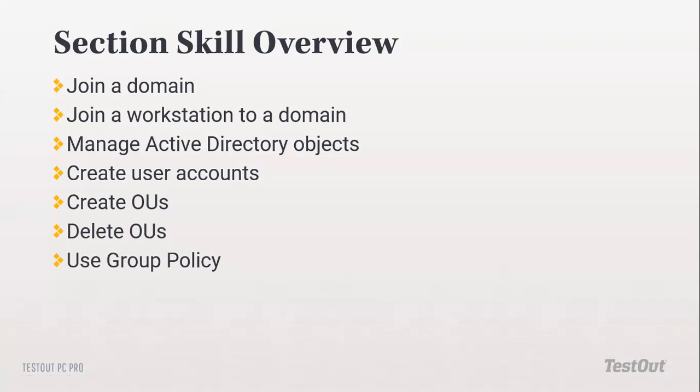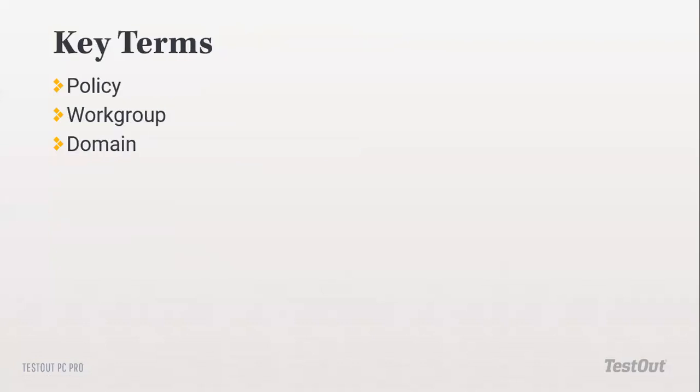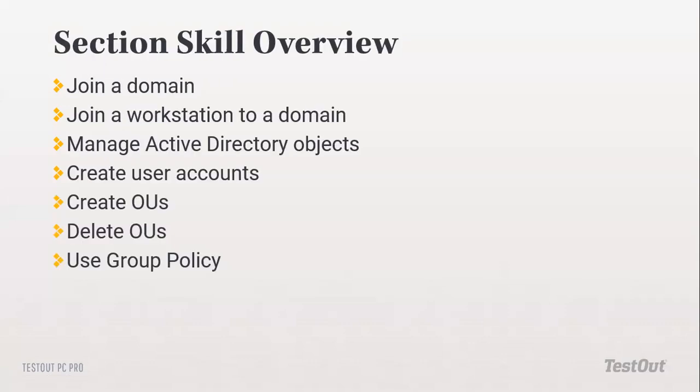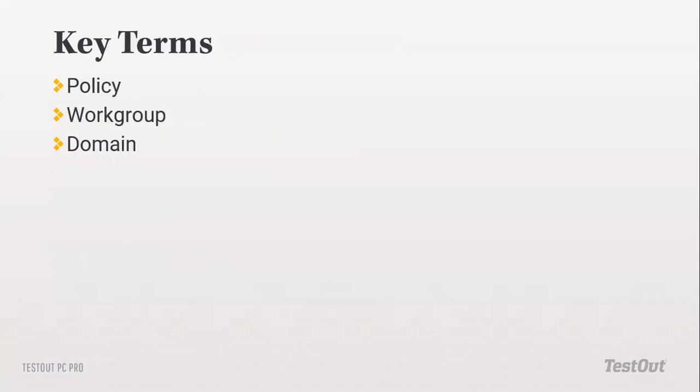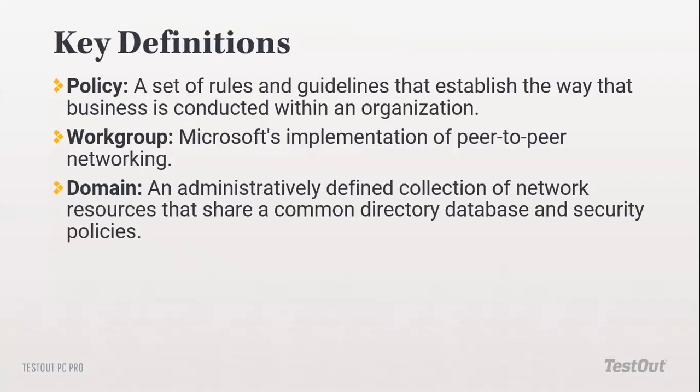How you join a workstation to a domain, how you manage Active Directory objects, how you create user accounts, create organizational units, delete organizational units, and use group policy. I think I showed you guys already how to create user accounts and use group policies. First and foremost, what is a policy? We all know that it's a set of rules and regulations or guidelines that establish the way that business is conducted within an organization. It must not be within an organization, it could be within a society.